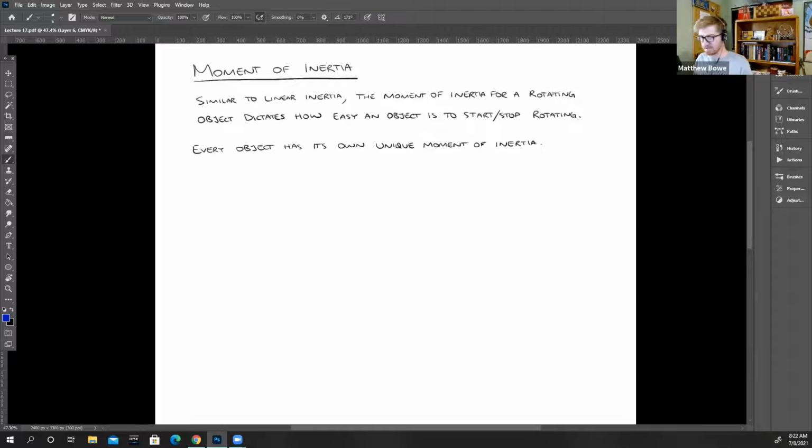Every object has its own unique moment of inertia. It's related to the shape of the object and how it is rotating. So for this water bottle, I'm spinning it like this. The axis of rotation is going straight through the center of the water bottle as I spin it like that.